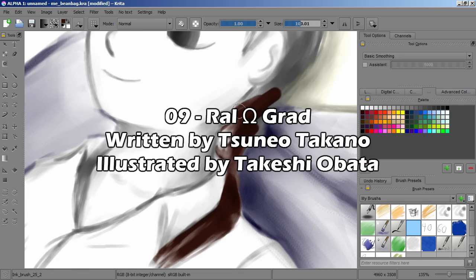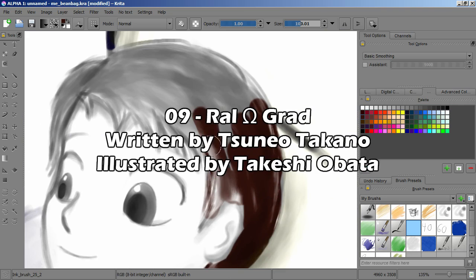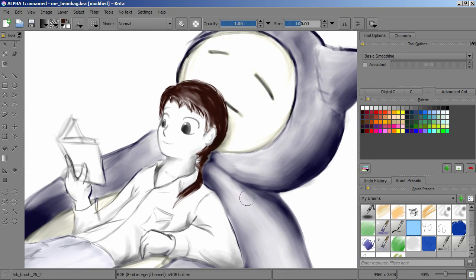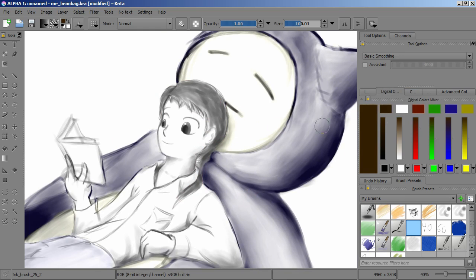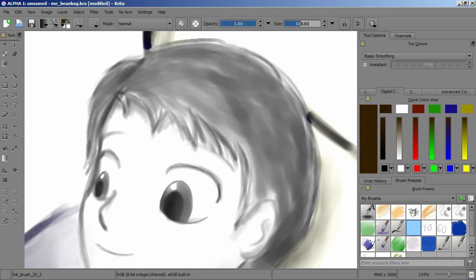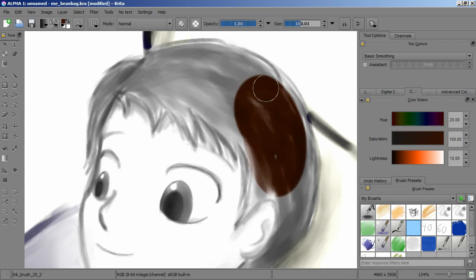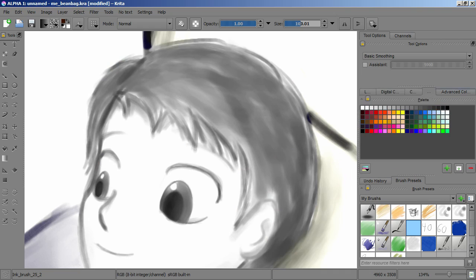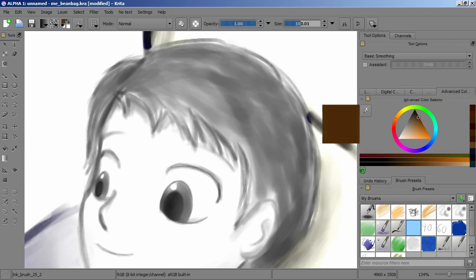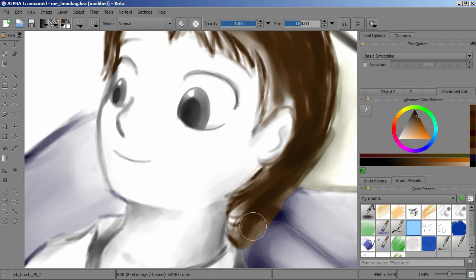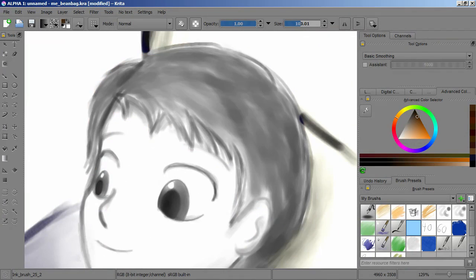Number 9. Rallgrad. Or Rall Omega Grad, if you want to get super technical. Though the author and artist did say that the Omega symbol was there just because it looked cool. It's an excellent short series manga dealing with, you know, the usual of we have to save the world, an unlikely hero, love interest, fan service, and two endings. Both the original ending that the artist wanted and the one that the editors considered less depressing.